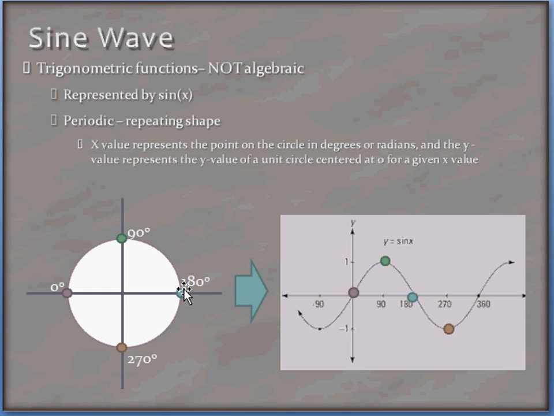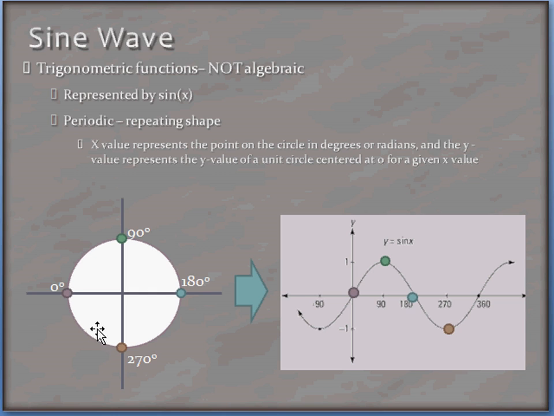Move clockwise around this circle again to 180 degrees. Can you see the correspondence between the sine wave and the circle? We see that at 180 degrees, the value of y on the unit circle in the Cartesian coordinate plane is 0. And indeed, on the sine wave, the value of y is 0 again.